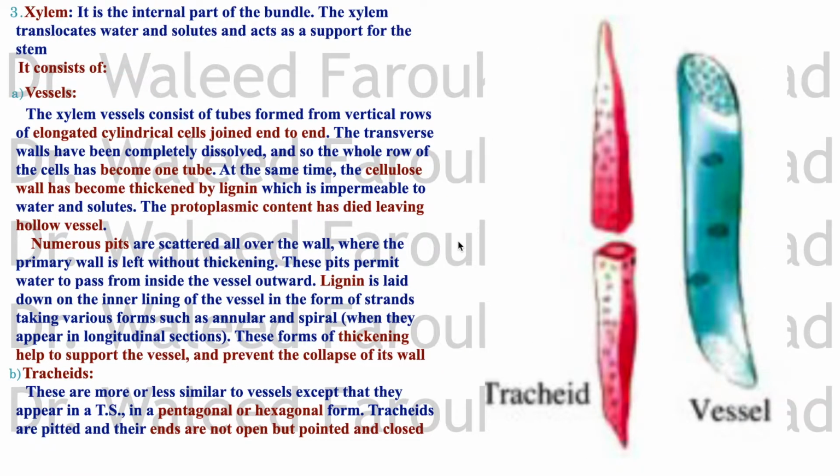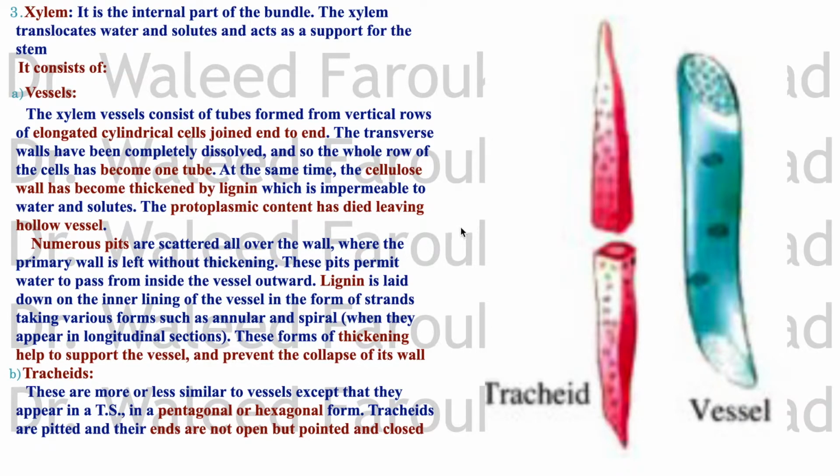What else is in the vascular bundle? The xylem, which consists of vessels and tracheids. Vessels are elongated cylindrical cells joined end to end, and the barriers between them, the plates separating each other, have been completely dissolved, so it forms one tube of continuous cells.